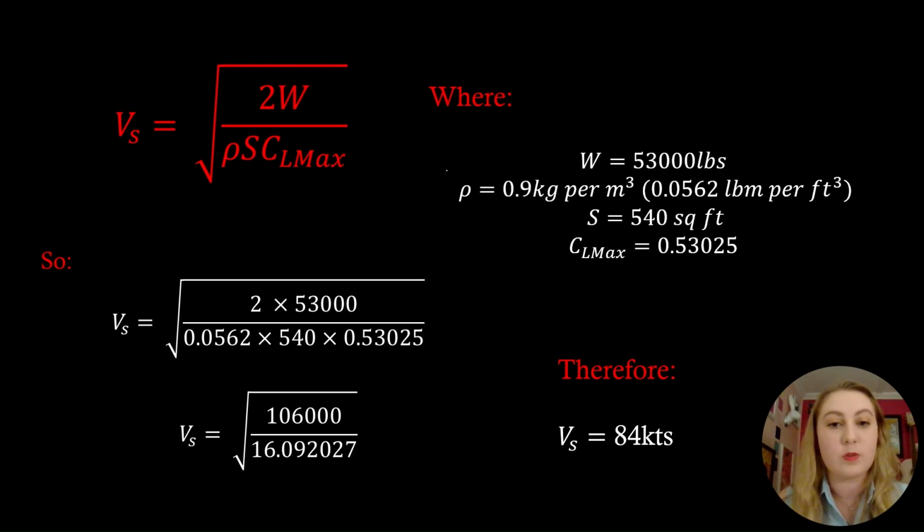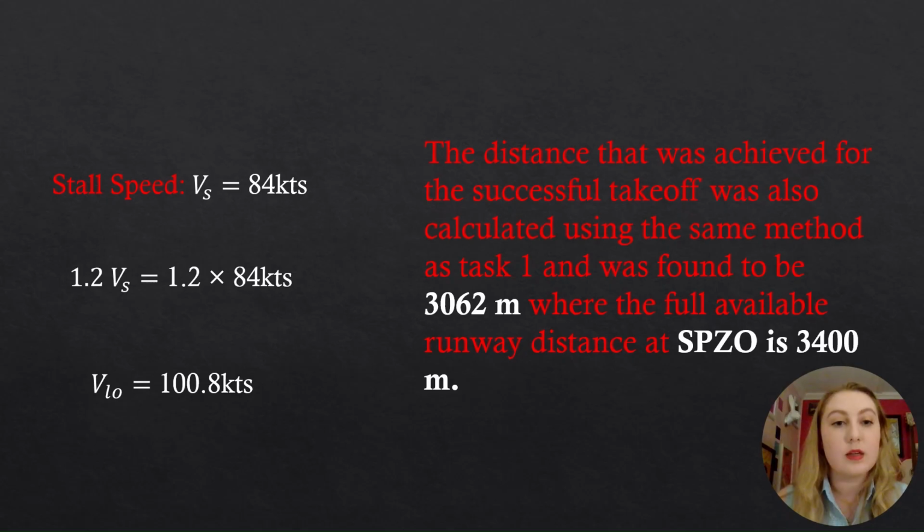Because the correct stall speed for this configuration has been calculated, a new liftoff velocity can also be found. The distance that was achieved for this successful takeoff was also calculated using the same method as Task 1 and was found to be 3,062 metres, where the full available runway distance at SPZO Cusco Airport is 3,400 metres.